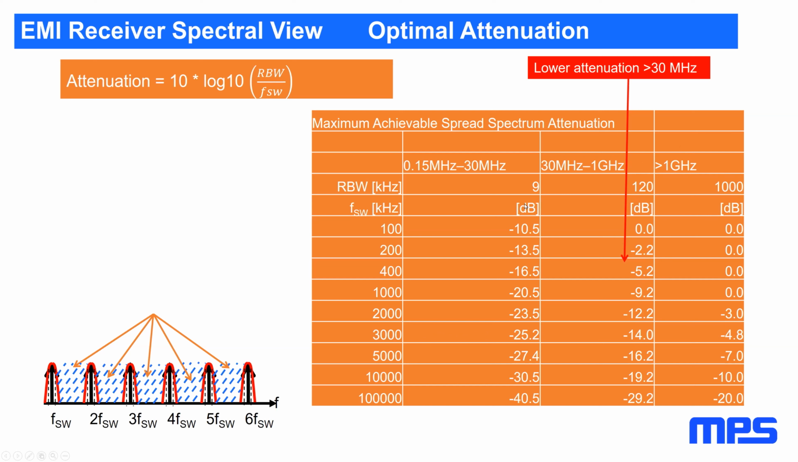So the highest attenuation you get is in the lower area, in the 9 kilohertz receiver bandwidth setting up to 30 megahertz, and that's typically where the most problems occur. And since you get the best return on your investment in EMI, typically it's best not to optimize in that area.